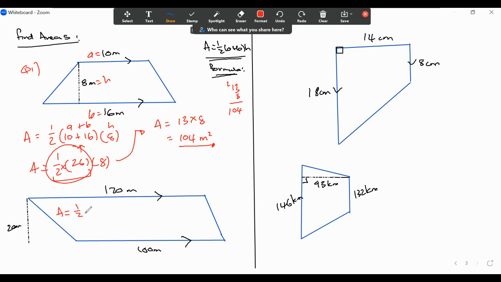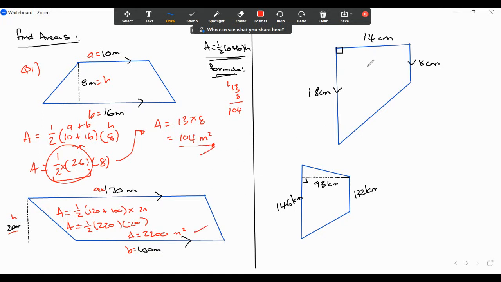A equals half, 120 plus 100. So that's going to be A, that's going to be B, times the height, which is 20. And so from that, 120 plus 100 is 220. Now half of 20 is 10. 10 times 220 is 2,200. So 2,200 meters squared would be the answer here.